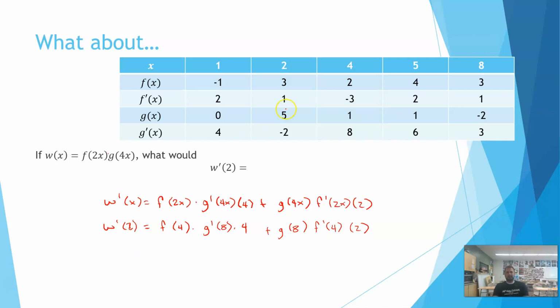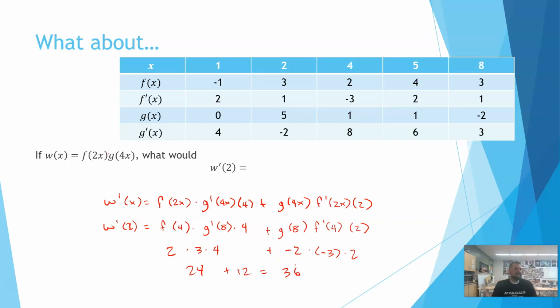So f of 4, I go to my table, that's 2. G prime of 8 is 3, so I get 2 times 3 times 4. Plus g of 8 is negative 2 times f prime of 4 is negative 3. And then I times that by 2. Okay, so I get 24 plus 12 is equal to 36.